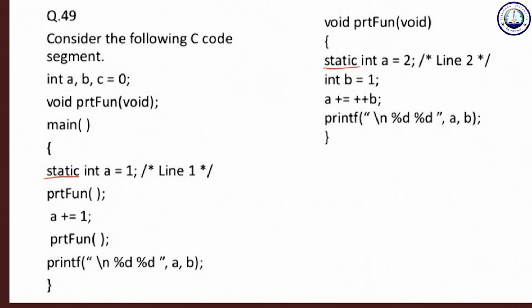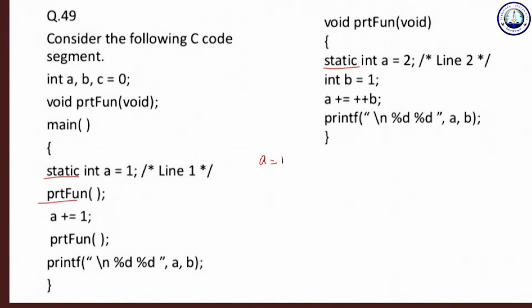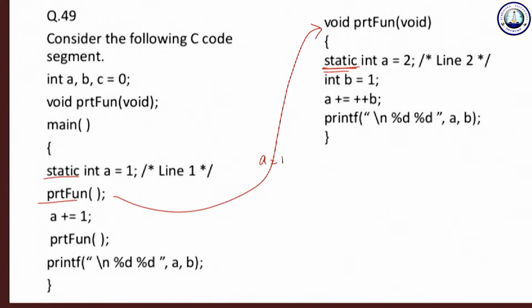So, here your A is equal to 1. All right, we can do it in the next slide. So, here A is equal to 1. Then function call, so we will go here. Here instead of static it will be register int A. So, under the function, your A is equal to 2 and B is equal to 1.